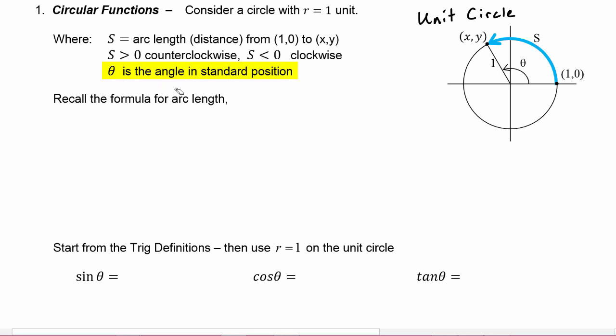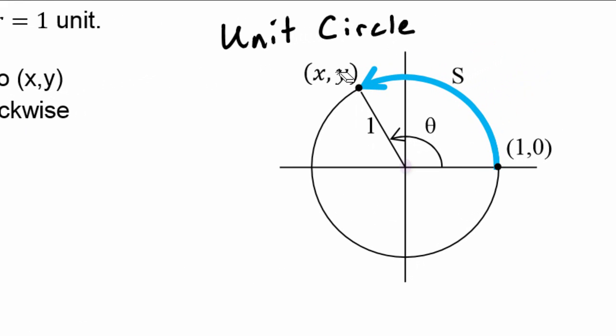Theta is, as it's been all semester long, the angle in standard position. So there's a big difference between S and theta. Someone turning through an angle of theta stays right here at the origin. They start out looking at the point 1, 0, but they don't actually walk anywhere. They turn in place until they're looking towards the point x, y, whereas someone traveling on S actually moves a physical distance from 1, 0 over to x, y.